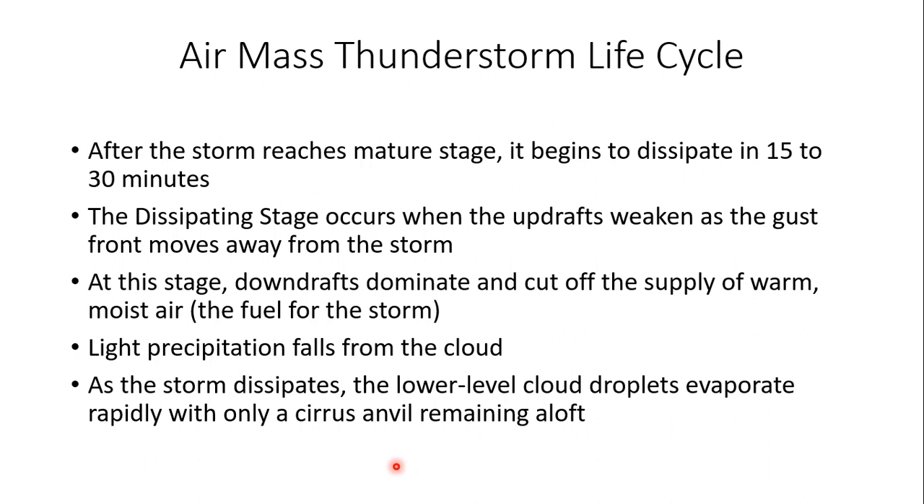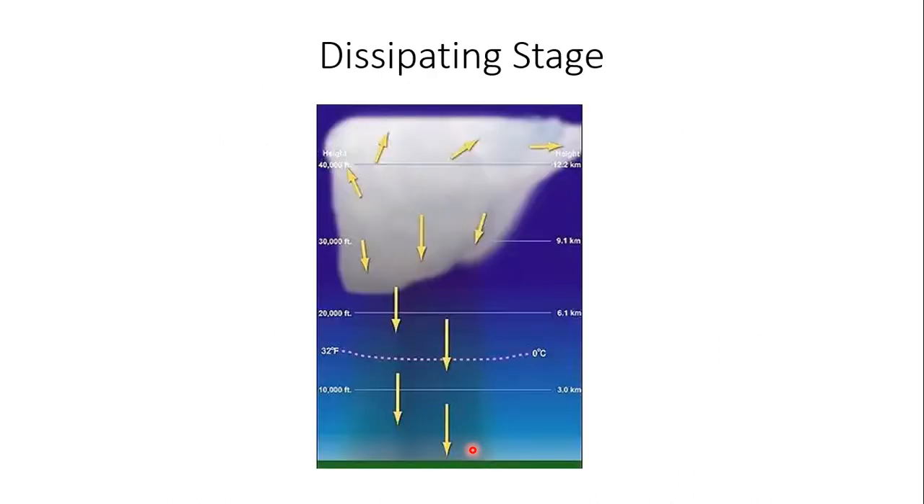In some cases, you only see a cirrus anvil shape remaining aloft at the top of the cloud. Here is the dissipating stage of an air mass thunderstorm. Notice how it is just dominated by downdrafts, these downward directed arrows. And so this storm is pretty much dissipated. And you may still see that ice crystal anvil shape up here, high above the top of that thunderstorm cloud. All of this is drying out towards the low levels of the atmosphere. So therefore, you lose that evaporation and you lose the moisture source.